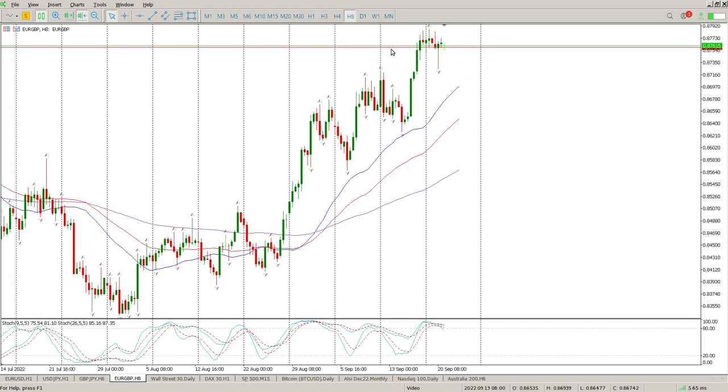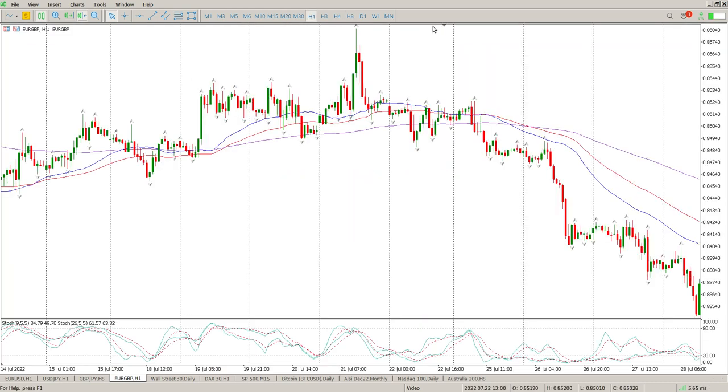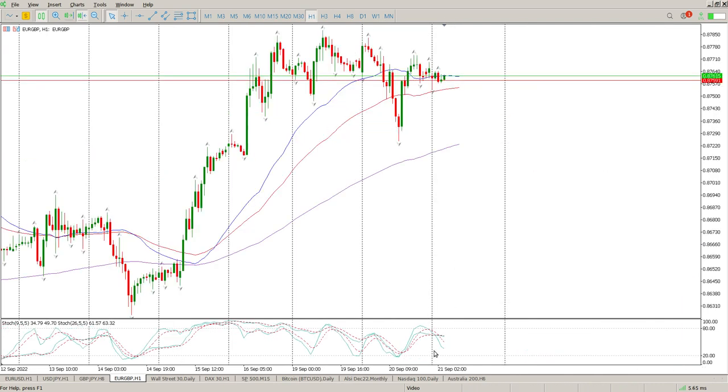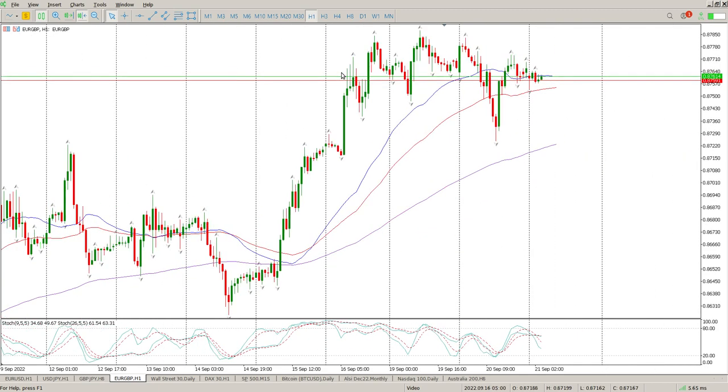Moving on to Euro British Pound, nothing going on at the moment. Tails the upside, tails the downside, big confusion, barbed wire, no direction. If we drop down to the hour, oscillators all over the place as well, and you can see we're just flirting with this area here of 0.87591. So I'm still of the opinion that we need to wait for better structure.